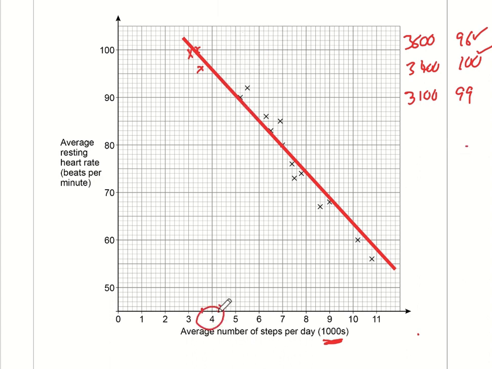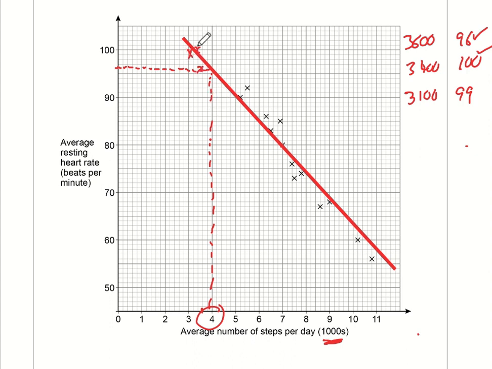Now what I need to do is, Laura was 4,000 steps per day, so I need to draw a vertical line up from 4,000 till I hit the line, and then go across so that I can get my reading for the number of beats per minute. Now, this is the problem with me doing a thick line. It's kind of hard to see exactly where it's cutting through, but the examiner's probably not too worried about that.